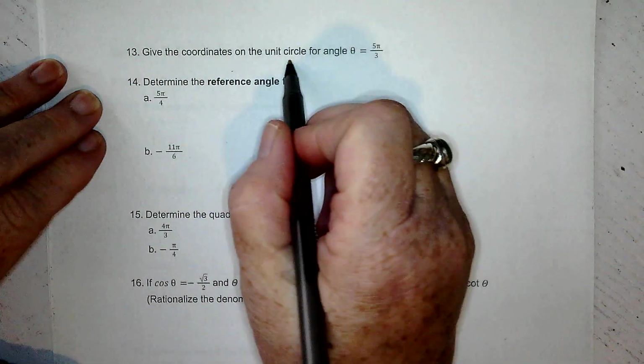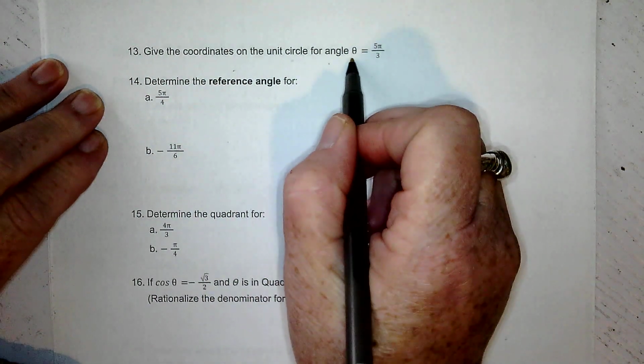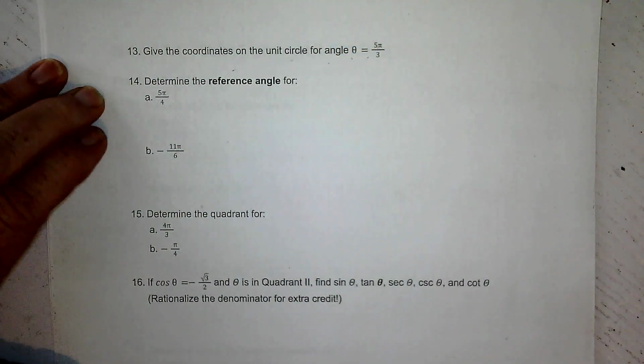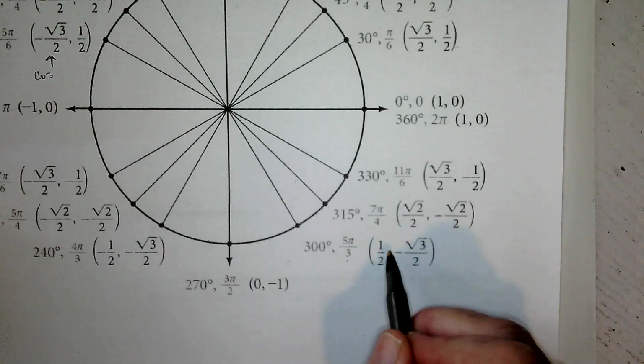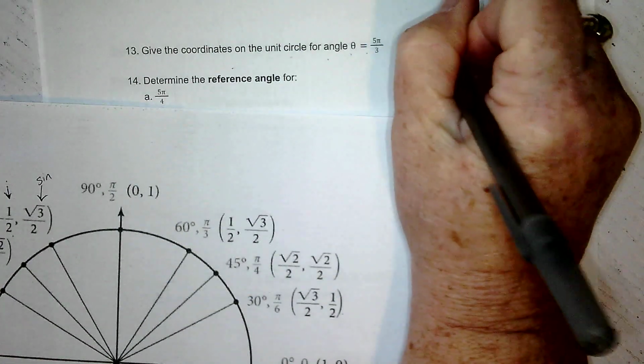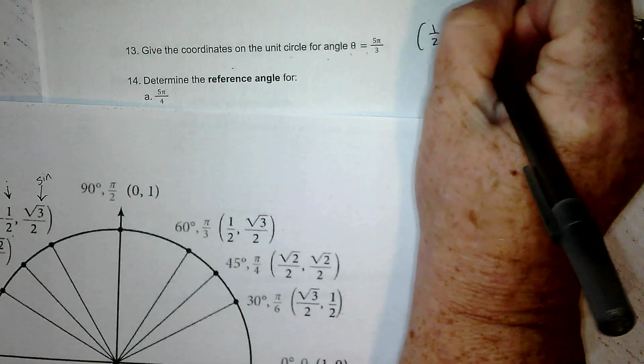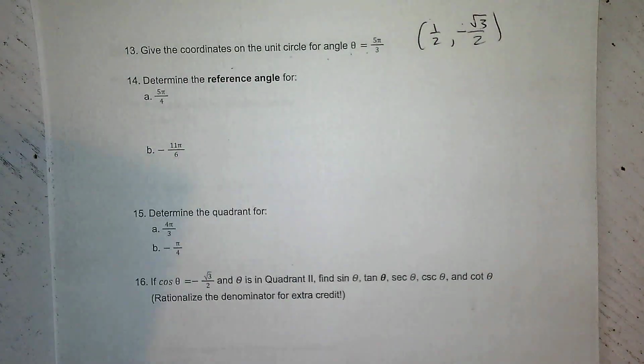All right, the next one is give the coordinates of the unit circle for the angle theta equaling 5 pi over 3. Now, do we have 5 pi over 3? We sure do. It is right here. So the coordinates are 1/2 and negative square root of 3 over 2. There's the coordinates.